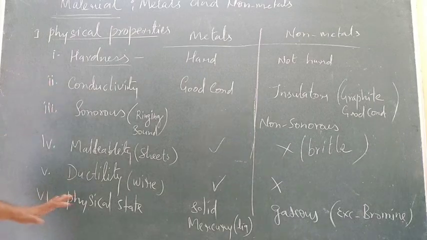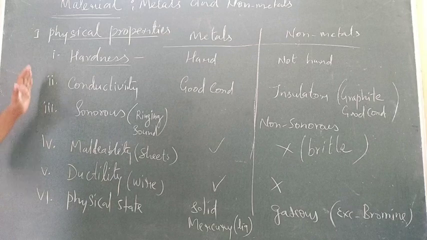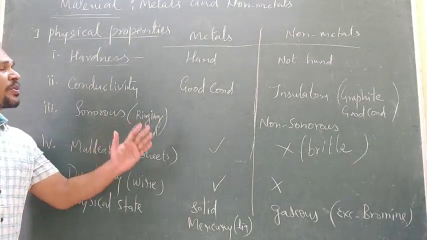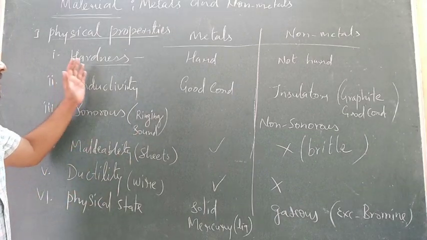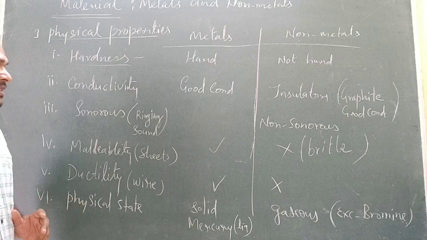So these are the points we are looking into. They are the physical properties of metals and non-metals. You can note them down also. On the basis of 6 points, you can easily differentiate the physical properties of metal and non-metal: hardness, conductivity, sonorous, malleability, ductility, and physical state.